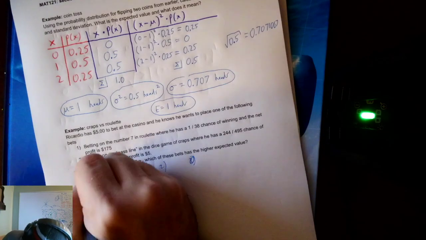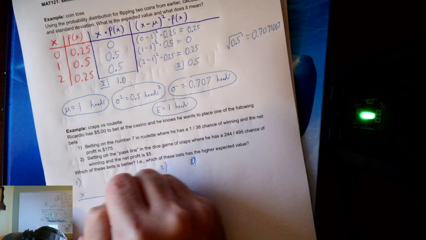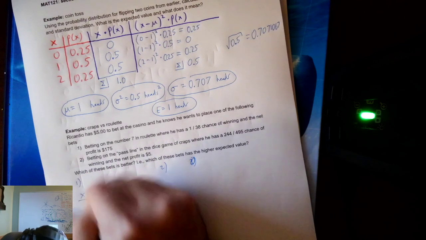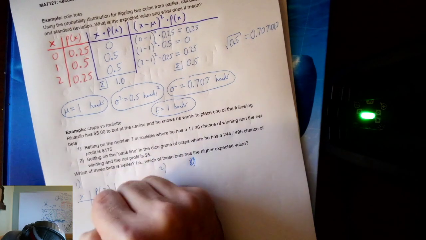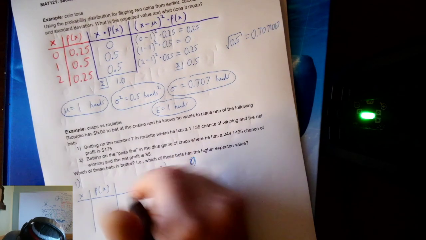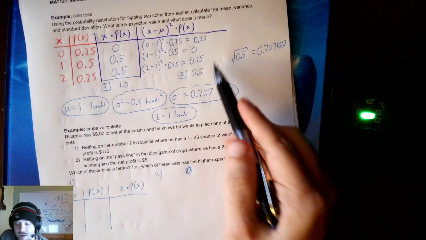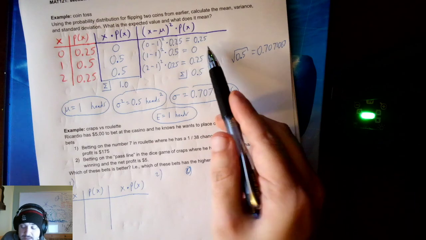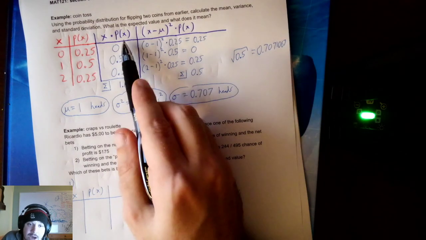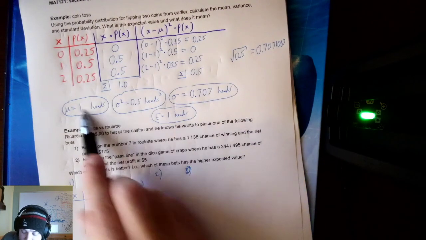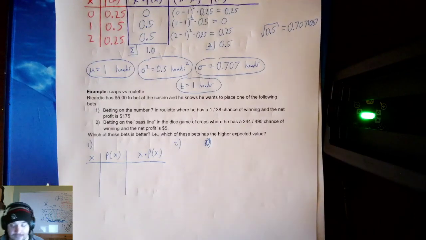For the number 1, I have an X, and I'll also have a P of X, and then I'm looking for expected value, so I'm going to want to just put X times P of X here. The question asks me nothing about variance or standard deviation, so I don't need this last column. This column here is calculating for the expected value, right? It gives me the average outcome. I don't actually need the variance column, so I'm going to avoid it for now.